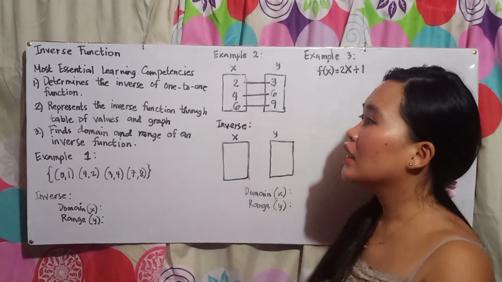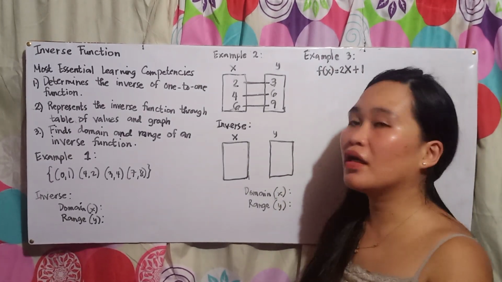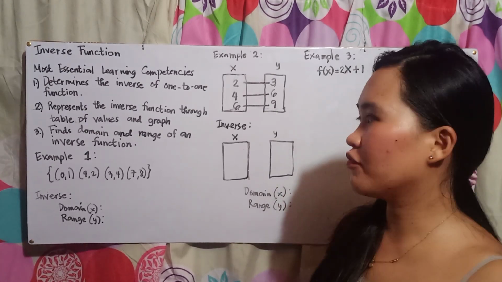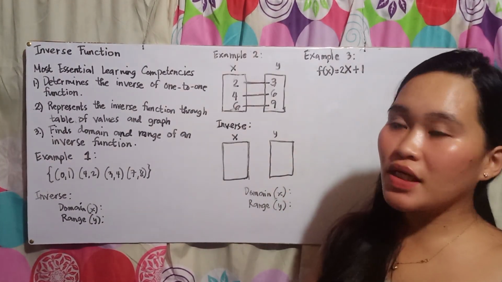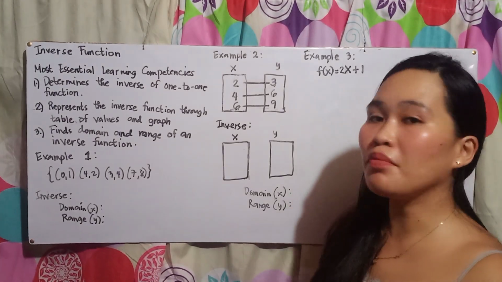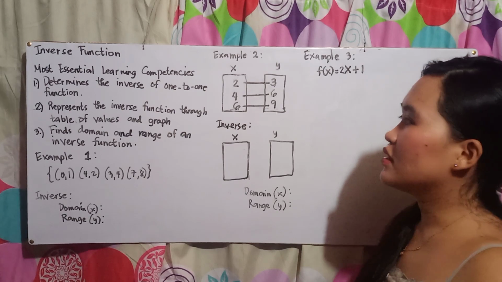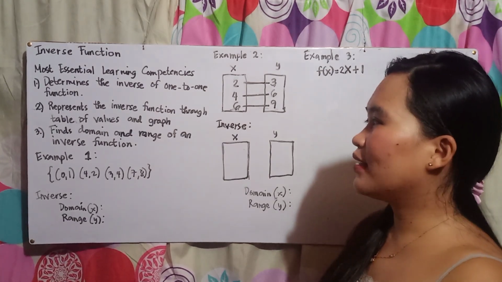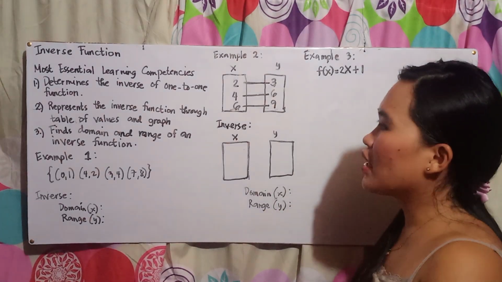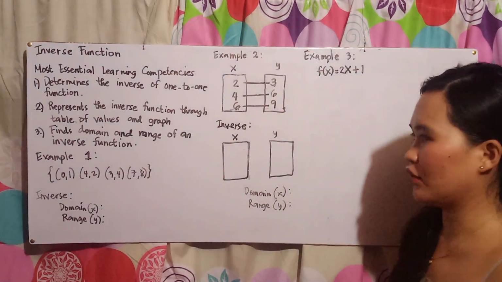So we have here three most essential learning competencies. So ito yung dapat ninyong matutunan at the end of our discussion. So first is determines the inverse of one-to-one function. Number two represents the inverse function through table of values in graph. Number three finds the domain and range of an inverse function.